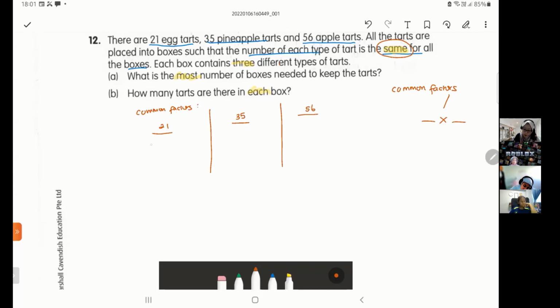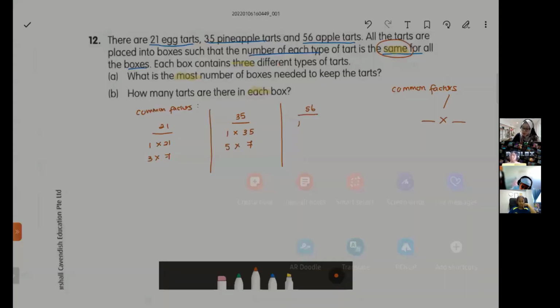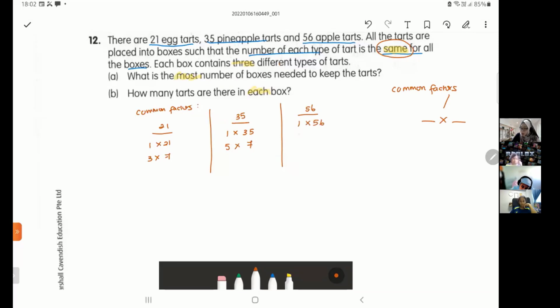If you forget, so 1 times 21, 3 times 7 for 21. 1 times 35, 5 times 7. Then 56 is 1 times 56, then you have 2 times 28, and then you have 4 times 14, and 7 times 8. Okay, now where is the common factor here?